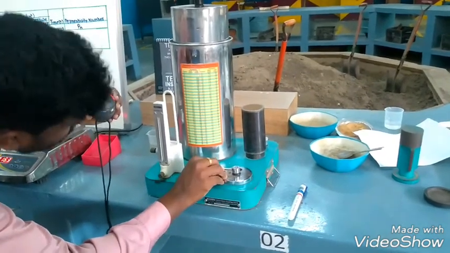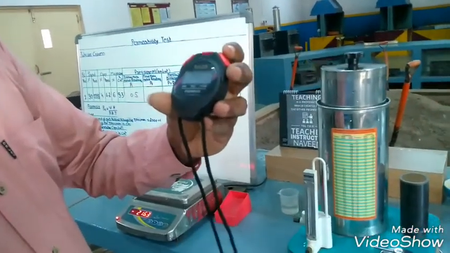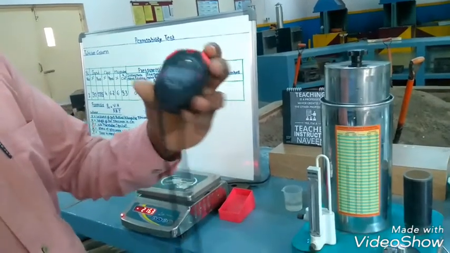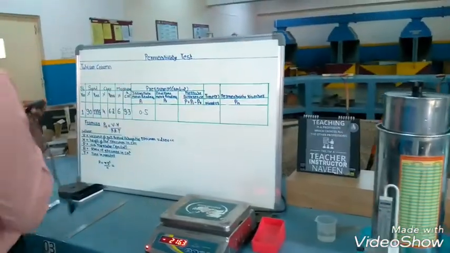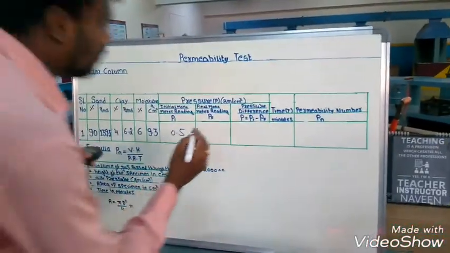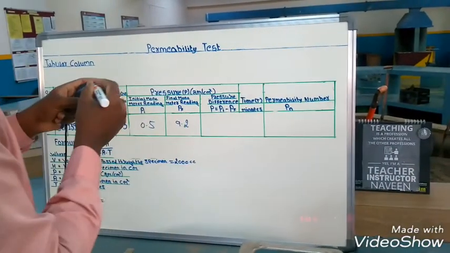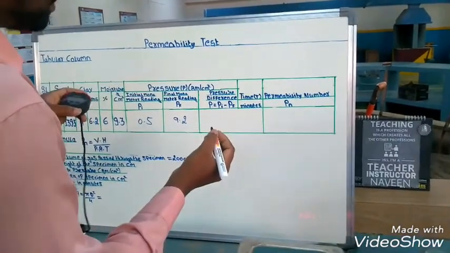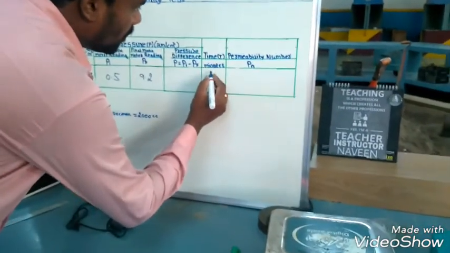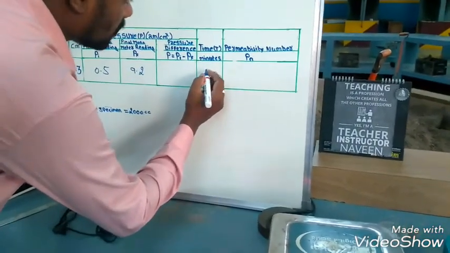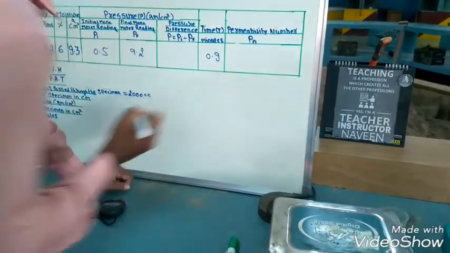Now final pressure is 9.2. Time is 54.54 seconds. Final pressure is 9.2. Time is 54 seconds. We want to convert to minutes itself. Now we are taking the time in minutes itself. It came to 54 seconds. Converting to minutes, that means 0.9 minutes.